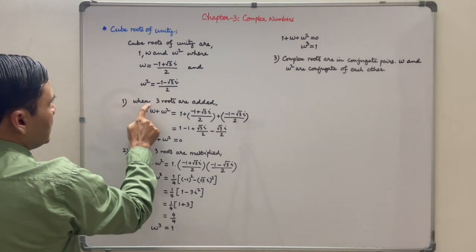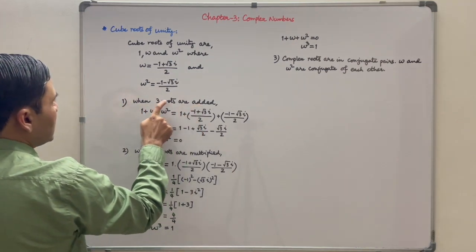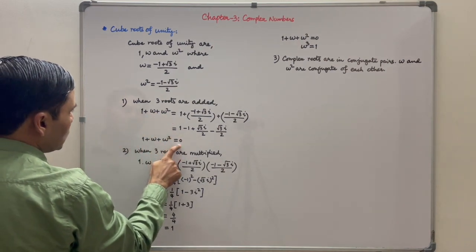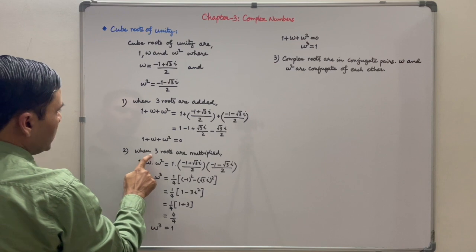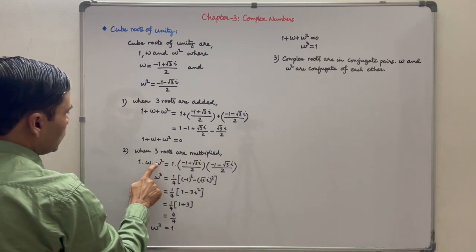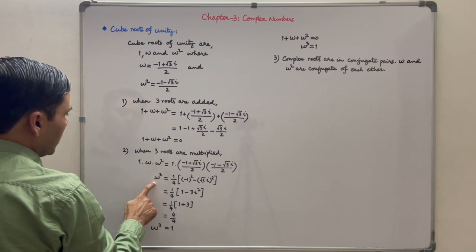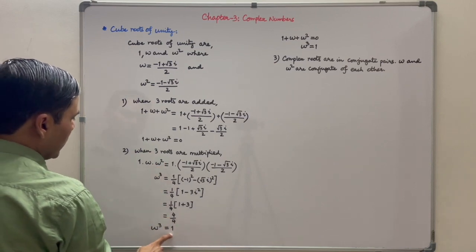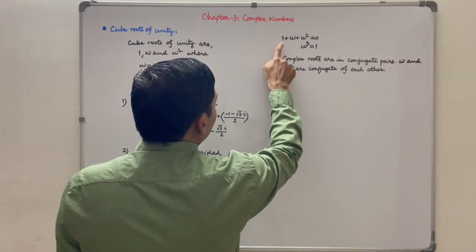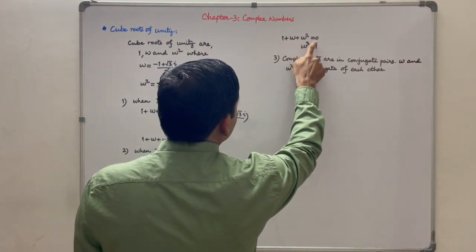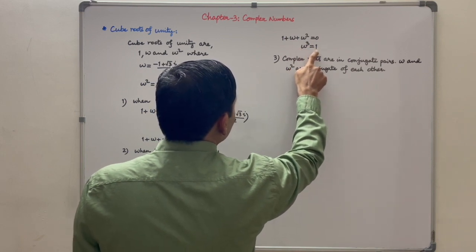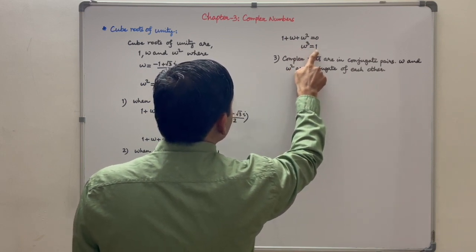Point number 1. When 3 roots are added, that means 1 plus omega plus omega square, we will get 0. Point number 2. When 3 roots are multiplied, that is 1 into omega into omega square, that is omega cube. So we will get 1. We need to keep in mind these two identities. 1 plus omega plus omega square is equal to 0 and omega cube is equal to 1. They will help us solve many questions.